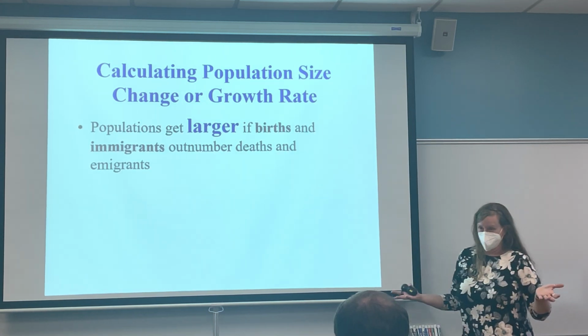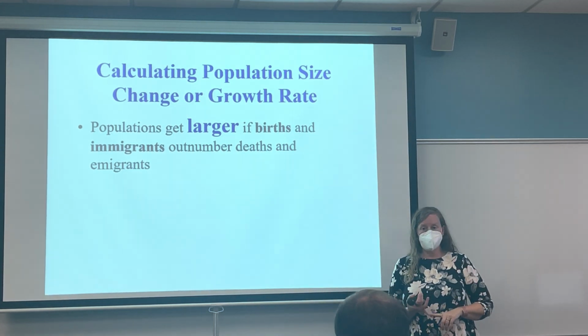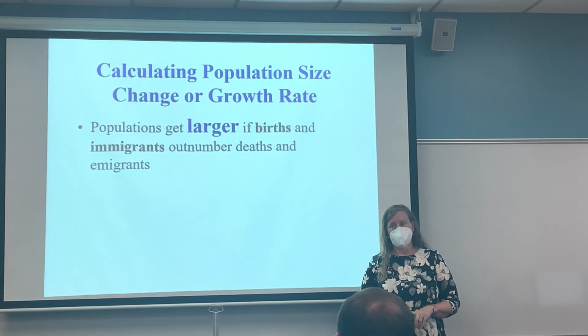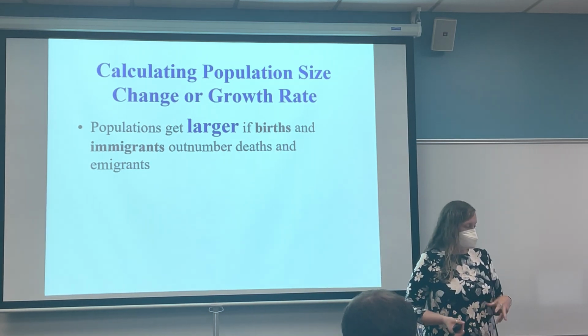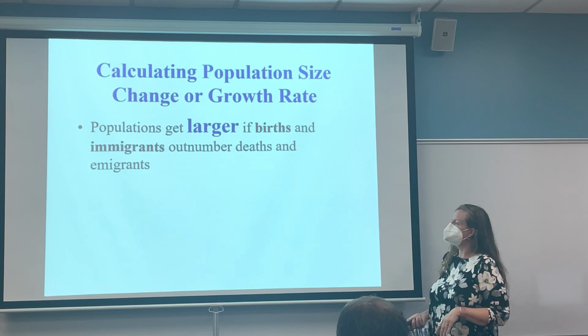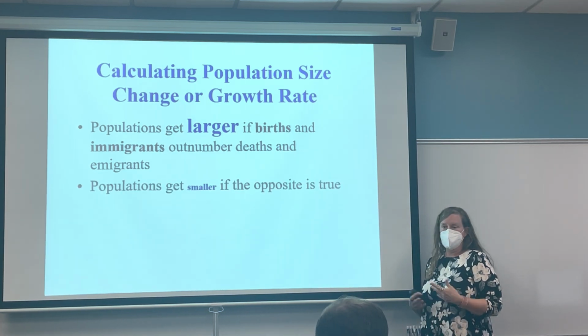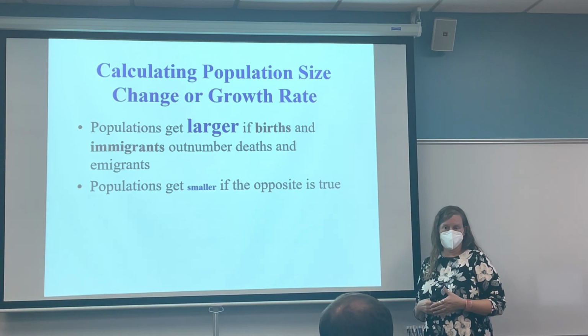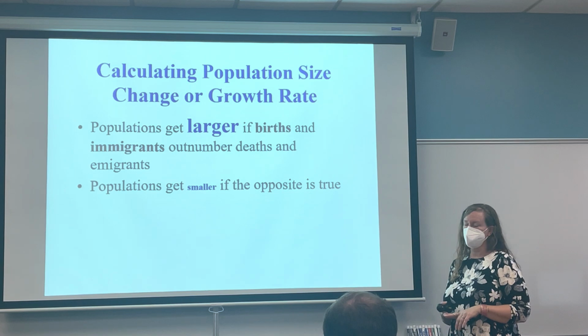Populations get larger. These are kind of obvious facts, right? They get larger when you have more births and more immigrants than you have deaths and emigrants. So we're adding to our population. And the opposite is true, right? Populations get smaller if we have more deaths and emigrants than we have births and immigrants.